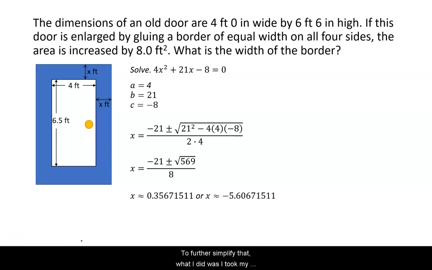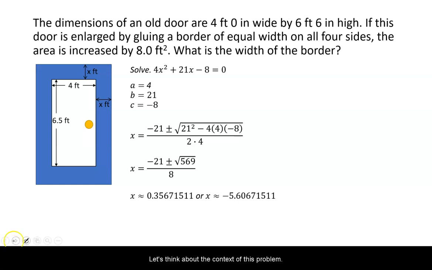To further simplify that, I took my calculator and entered in parentheses -21 plus the square root of 569, closed the parentheses, and divided by 8. Then I did the same thing, except I subtracted the two numbers in the numerator. Those are what I came up with: x equals about 0.36 and about -5.6.